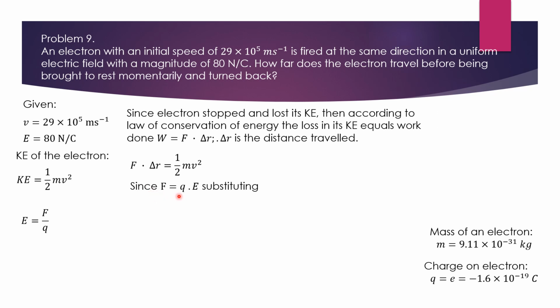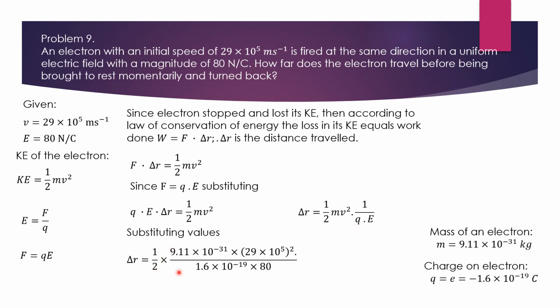Since F is equal to Q dot E from here, substituting, we get Q dot E dot delta R is equal to half mv square, making delta R the subject, moving Q dot E to the right hand side: half mv square dot 1 over Q dot E. Substituting the values, all these values given here, we get 0.299 meter, and that is the answer.